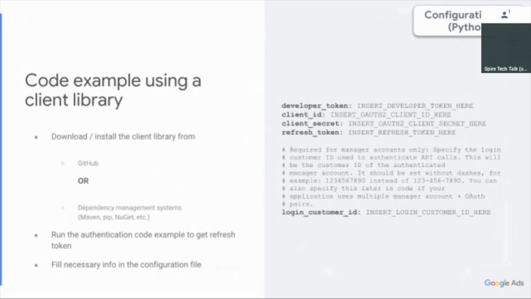Now let's consider how it differs from what you do using the client libraries. The first step if you're working with the client libraries is of course to get the client library from GitHub, or using the dependency management system. Then you would run the authentication code example, which will fetch the refresh token for you. It does the whole OAuth walk, at the end of which it will print out a refresh token. And after that, you just copy paste that into the client library's configuration.